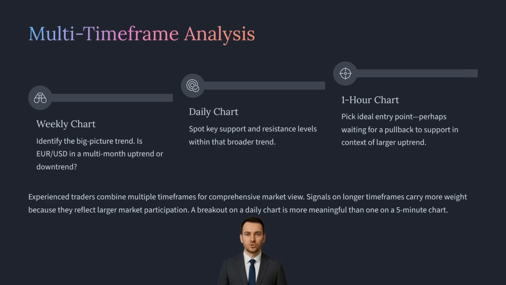For example, a trader might check the weekly chart to see the big picture trend, say EUR/USD is in a multi-month uptrend, use the daily chart to spot key support and resistance levels within that trend, and then drill down to a 1-hour chart to pick an ideal entry point, perhaps waiting for a short-term pullback to support in the context of the larger uptrend. This is often called a multi-time frame analysis. By cross-referencing charts, you ensure that what looks like a good opportunity on a 15-minute chart isn't going against the grain of the dominant daily trend.